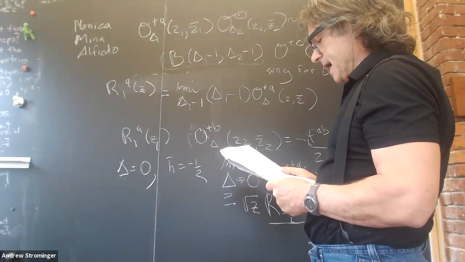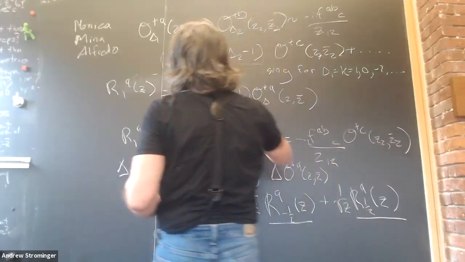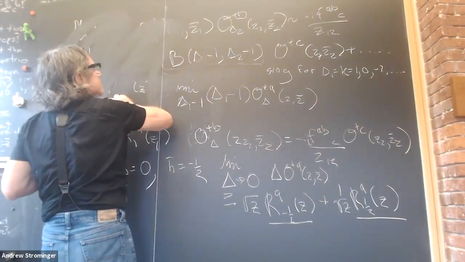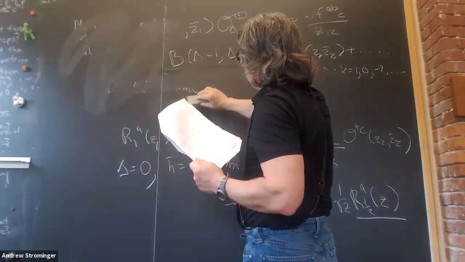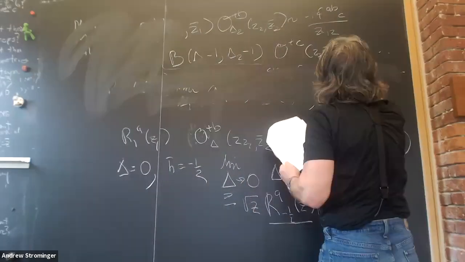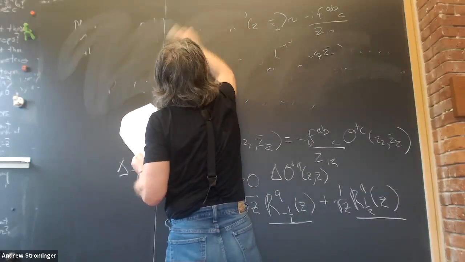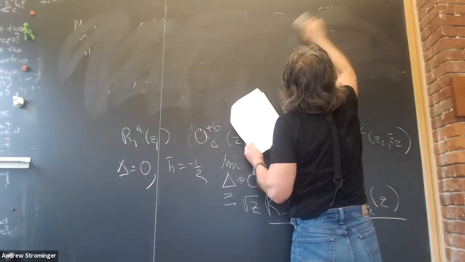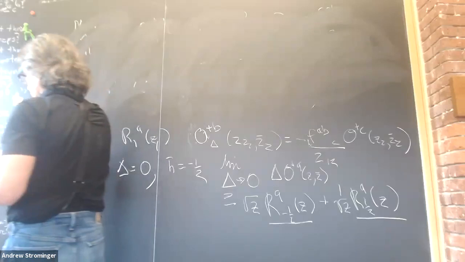Okay, so more generally, we can define a whole infinite tower. We're interested not just in the first two, which had been studied before, but in the whole infinite tower of these guys, corresponding to all the poles.